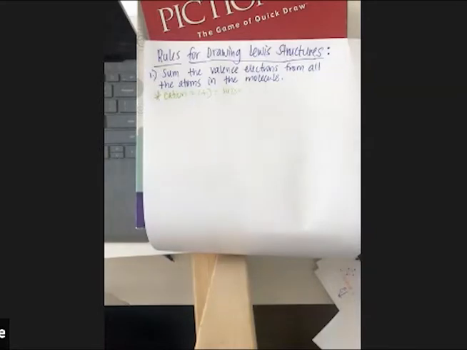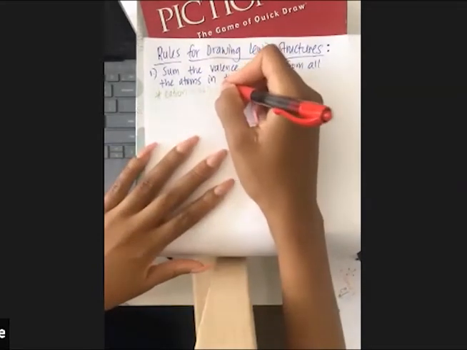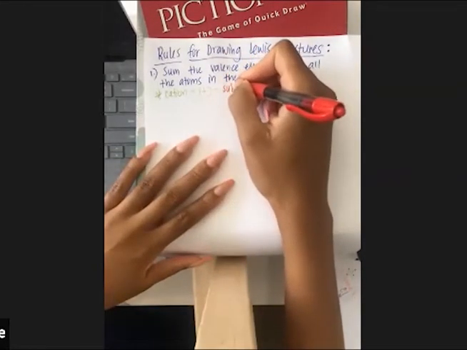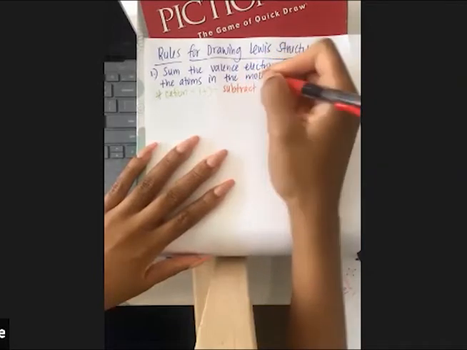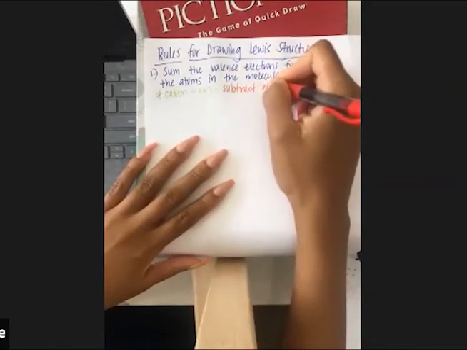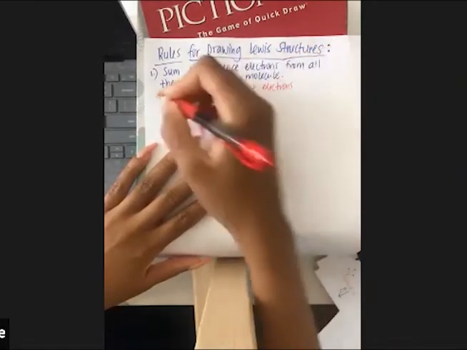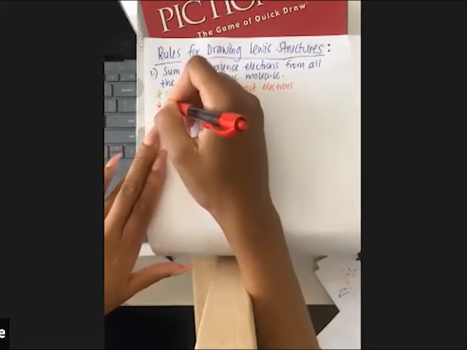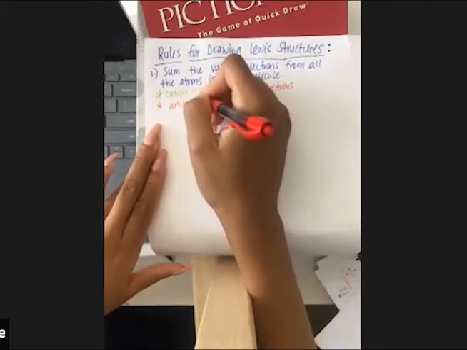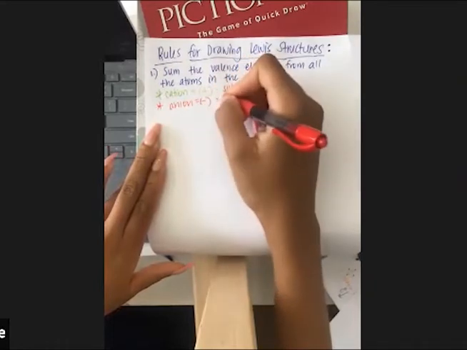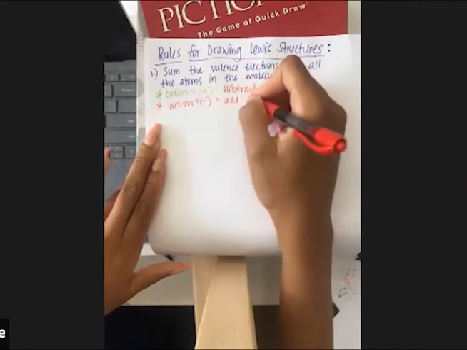That means you have to subtract electrons. If I have an anion, remember that's a negative charge. That means you have to add to the number of electrons.